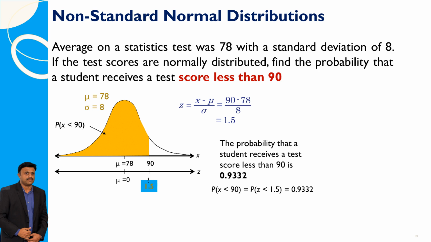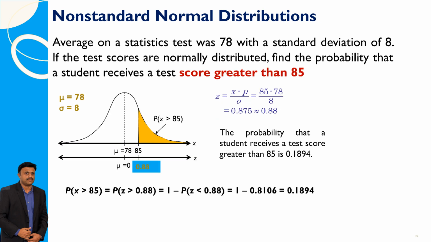Next, we look up the z-score of 1.5 in the standard normal distribution table. The probability associated with a z-score of 1.5 is approximately 0.9332. Therefore, the probability that a student receives a test score less than 90 is 0.9332.